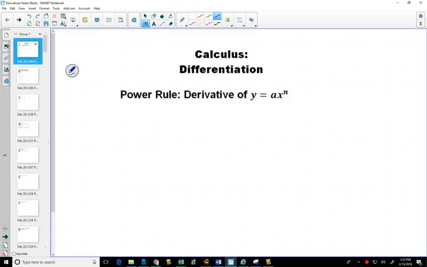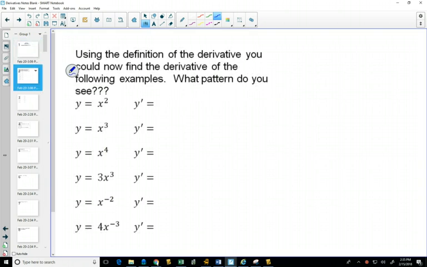Unit 2 is on differentiation, where we go away from the definition and we learn a bunch of shortcuts. If we look at these examples, the x squared one we did already using the definition, and we got the derivative to be 2x. We did some variations with x cubed. If you did the derivative, you would get 3x squared.